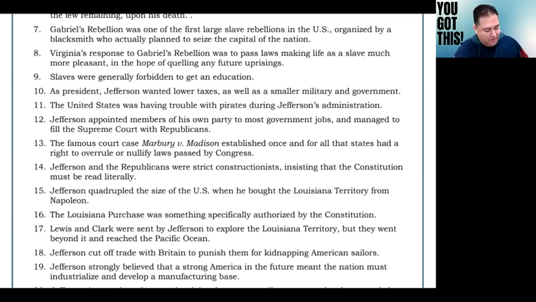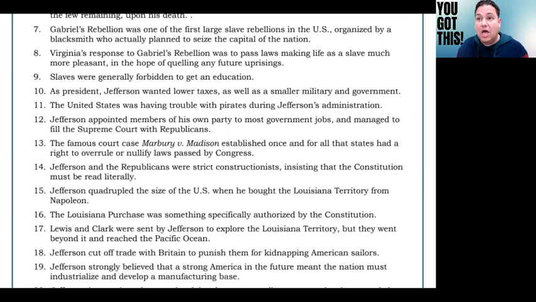Number thirteen, the famous court case Marbury versus Madison established once and for all this. So that's false. Here's how you would make it true: the famous court case Marbury versus Madison established the power of judicial review. The power of judicial review is the Supreme Court's power to declare laws and executive actions unconstitutional, which is mostly what it does today, right? The Supreme Court today is the referee, whether it's state laws or federal laws. Does this law comply with the Constitution?